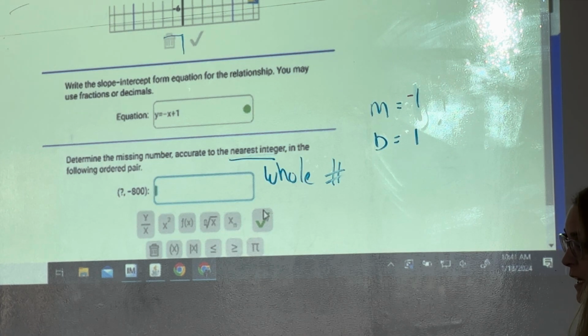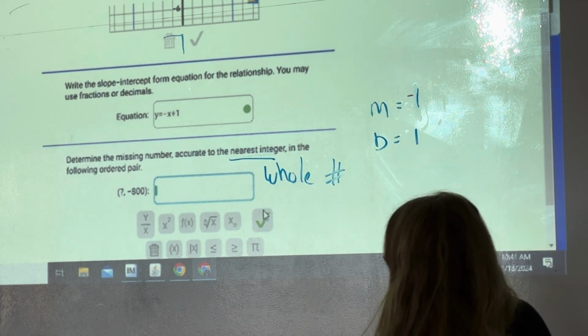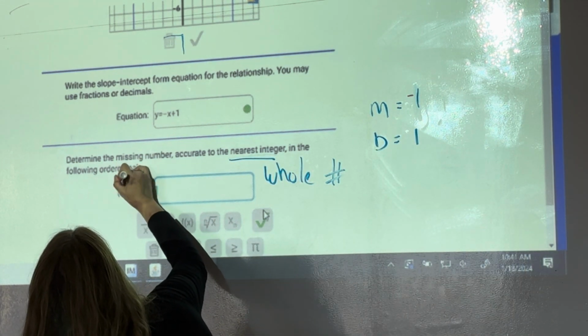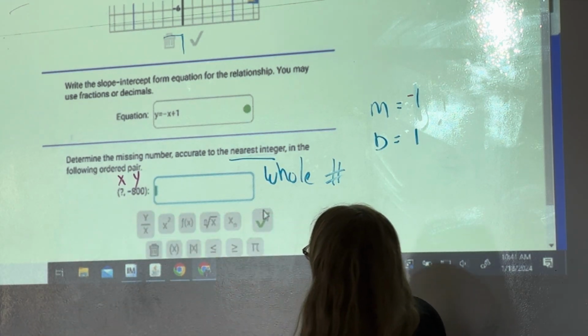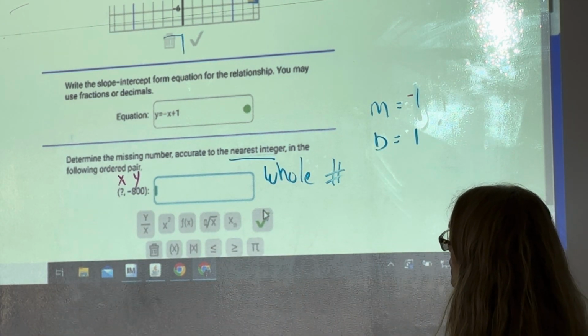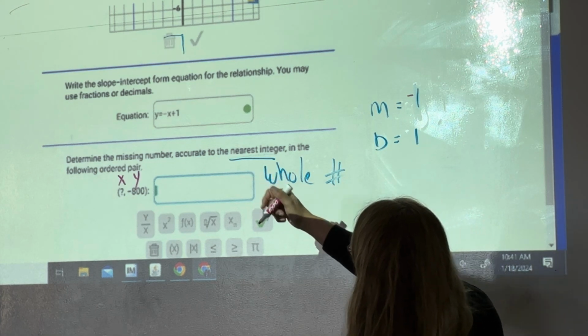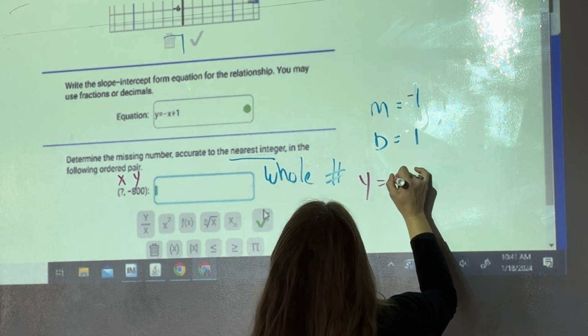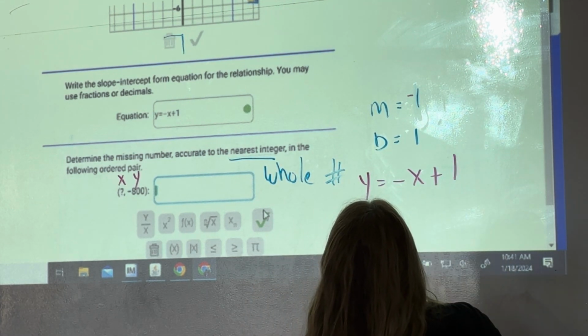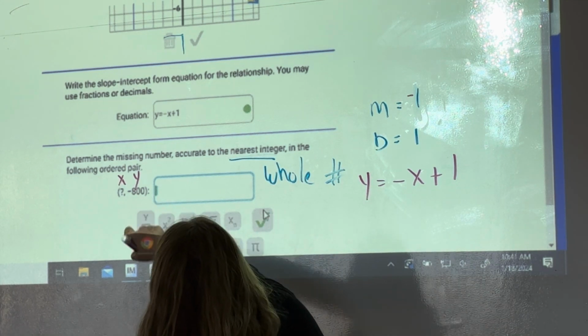Again, for the fourth time, what is the negative 800? Is it my X or my Y? It's your Y. Coordinates are X then Y. So where am I going to put that in for? Y. So my equation is Y equals negative X plus 1. And so instead of a Y, I'm going to put negative 800.